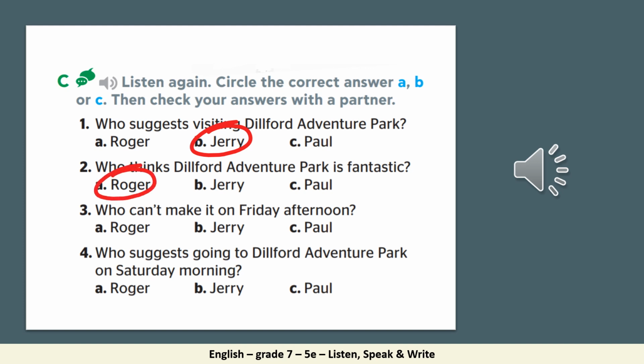Roger. Well done. Question 3. Who can't make it on Friday afternoon? Is it Roger, Jerry, or Paul? And the answer again is Roger. Question 4. Who suggests going to Dilford Adventure Park on Saturday morning? Roger, Jerry, or Paul? And the answer is Roger. Well done.